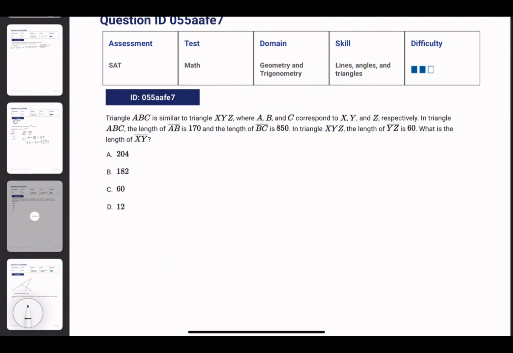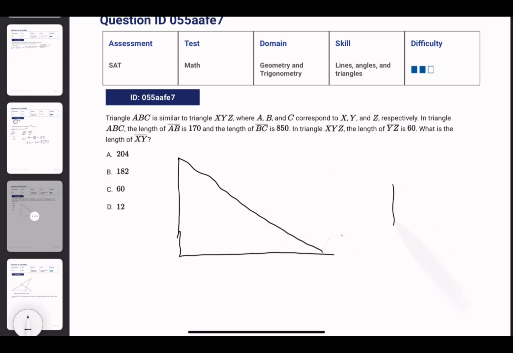Okay, so a lot of letters, a lot of numbers. So we're going to start by drawing out our triangles. So we have this triangle over here, which is going to be a little smaller. Oh no, this one's going to be bigger, sorry. We're going to have a bigger triangle, and we're going to have a smaller triangle. Okay, this obviously isn't drawn to scale, but it's just for visualization purposes. So we have triangle A, B, C.